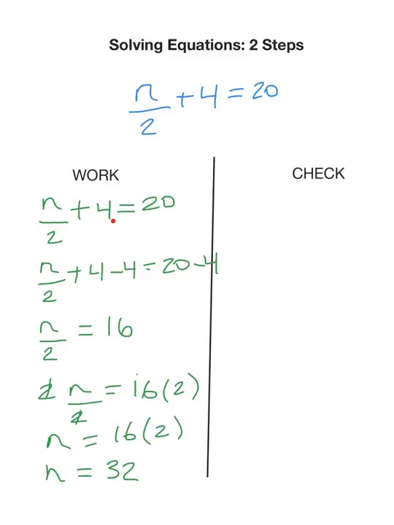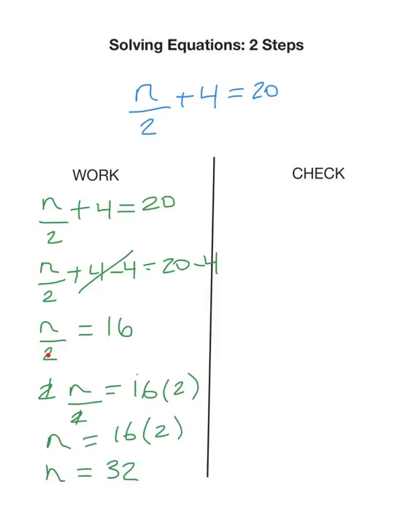So the first thing we did was we wanted to get rid of this 4. So we copied down the n divided by 2 right here. Now in order to get rid of the 4, we needed to subtract 4 because this gives us 0. So what we do to one side, we have to do to the other. So we wrote minus 4 here, then we had to write minus 4 here. And then we were left with n divided by 2. Since the plus 4 and minus 4 gave us 0, we didn't have those anymore. And it equaled 16.